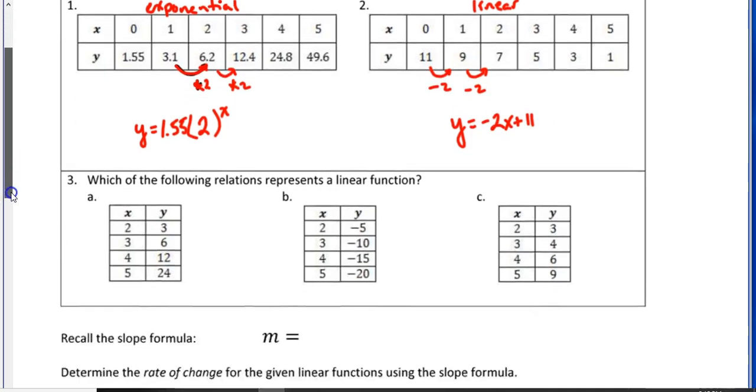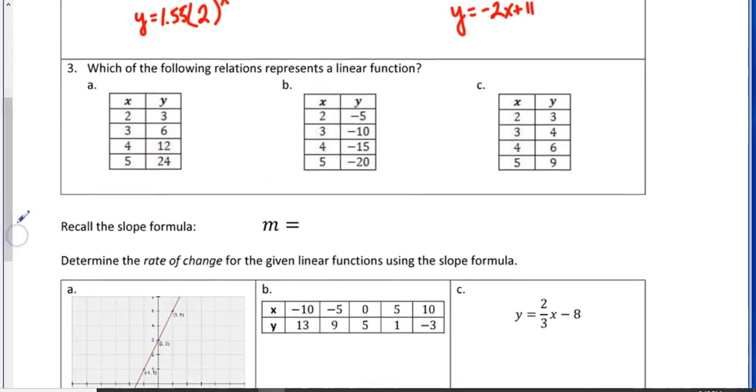How about number 3? Which represents a linear function? We have to look at each one and see what the behavior is. If this is linear, then I'm adding the same amount each time, like plus 3. Well, it doesn't keep adding plus 3. It's a times 2, so not linear.